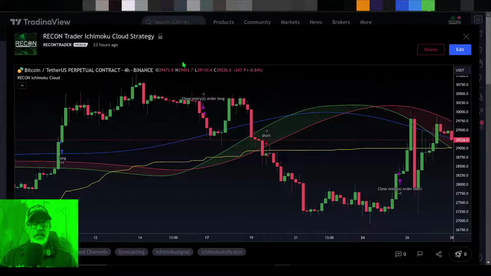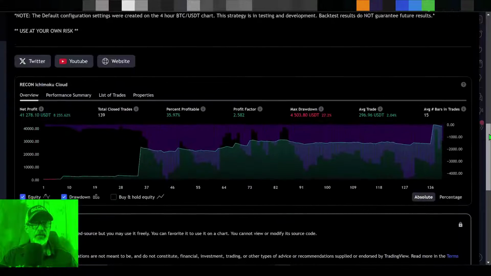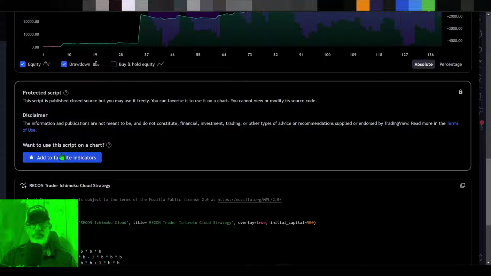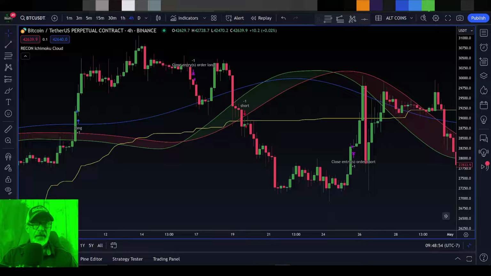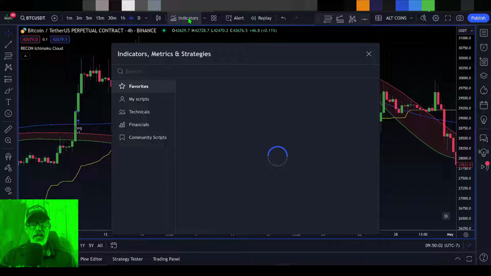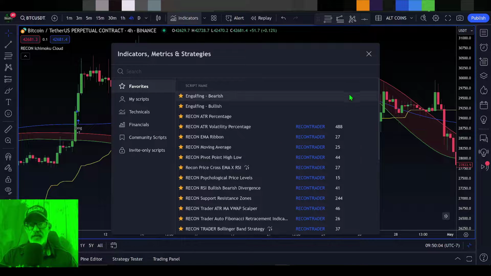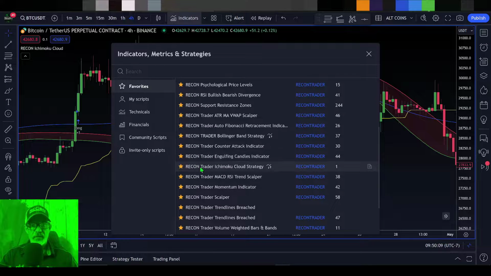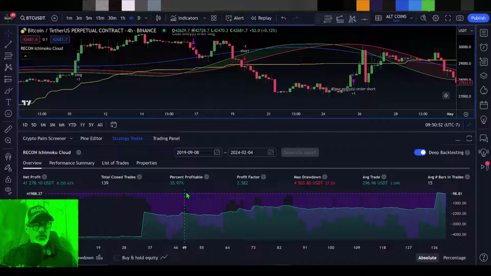Once you click on the link and arrive at this page, all you'll need to do is scroll down till you see the add to favorite indicators blue button. Give that a click. And now the indicator would be available if you click on your indicators tab up here under your favorites tab. If you scroll through there, you would eventually find the RECON Trader Ichimoku Cloud strategy in your favorites list. Give that a click and it would add the strategy to your chart.